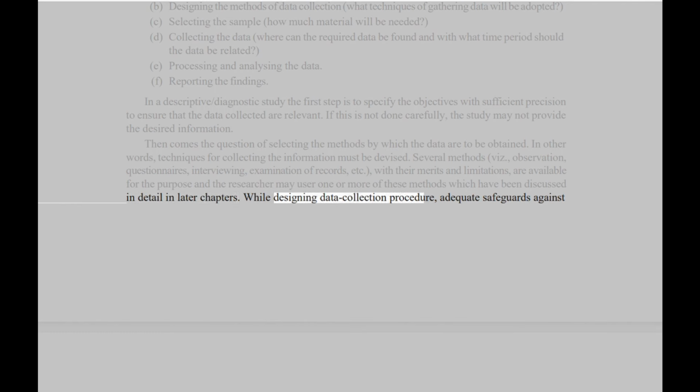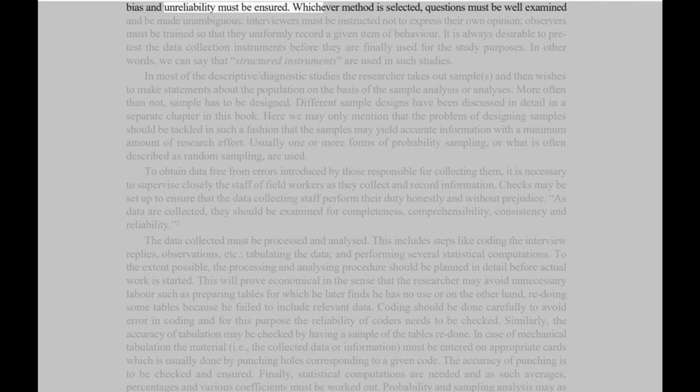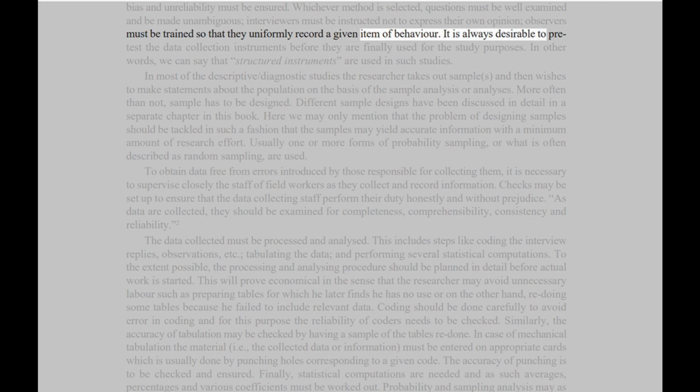While designing data collection procedure, adequate safeguards against bias and unreliability must be ensured. Whichever method is selected, questions must be well examined and be made unambiguous. Interviewers must be instructed not to express their own opinion. Observers must be trained so that they uniformly record a given item of behavior. It is always desirable to pre-test the data collection instruments before they are finally used for the study purposes. In other words, we can say that structured instruments are used in such studies.